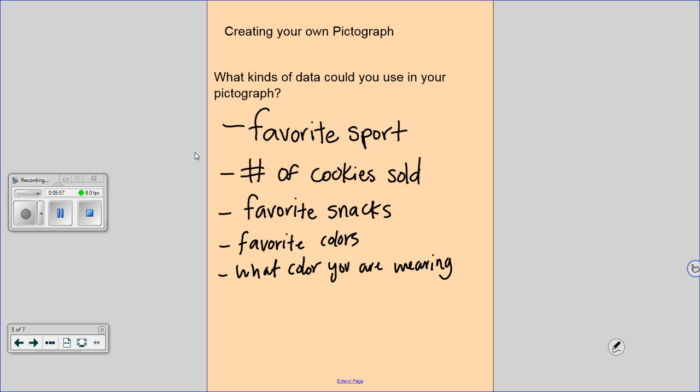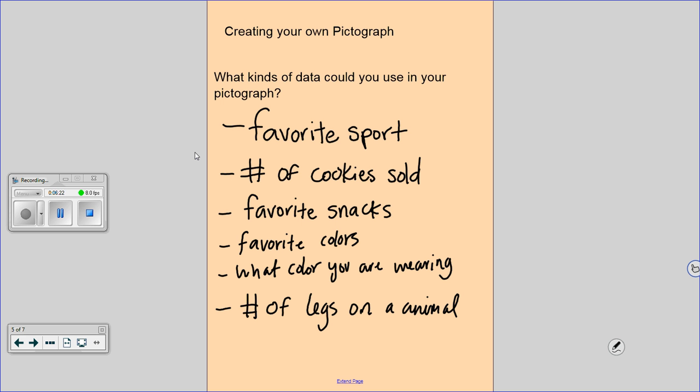Animals. What kind of animals? Your favorite animal? We could do favorite animal. We could do number of legs on an animal. That'd be a lot of animals, though. What do you think, Maddie? Favorite hobby? Sure.